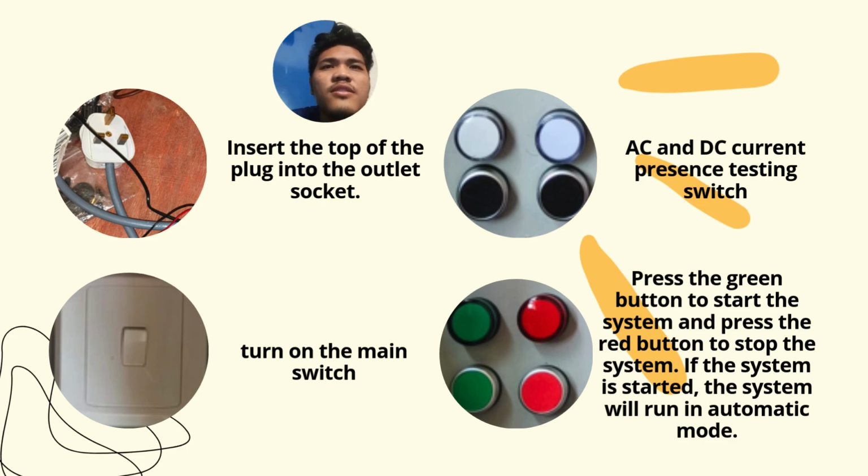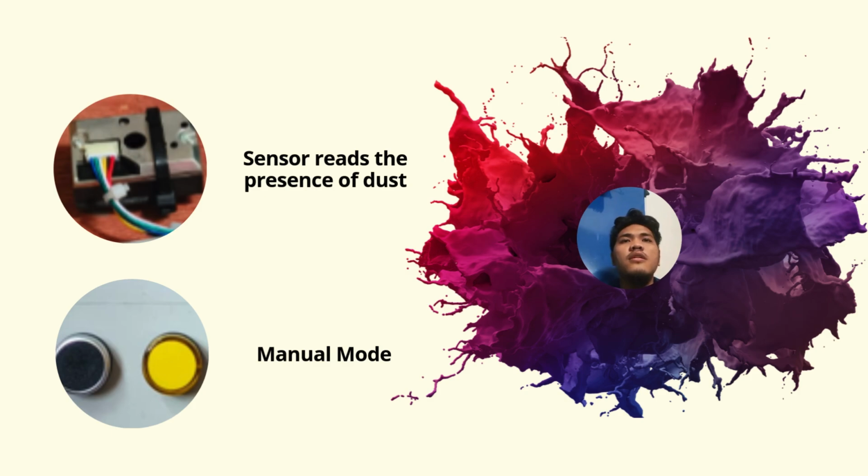To start the process, we can press the green button and it will set in automatic mode. To stop the process, we can press the red button and it will stop the process. The sensor will read the presence of the dust. To set the manual mode, we can press the black button and the yellow indicator will turn on. In manual mode, the model will work even if there is no dust present. Okay, that's all from me.